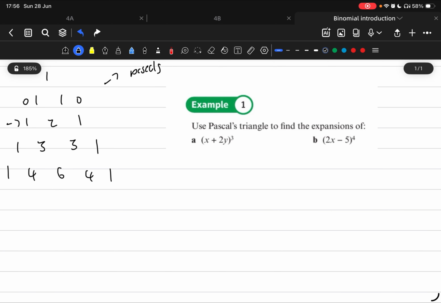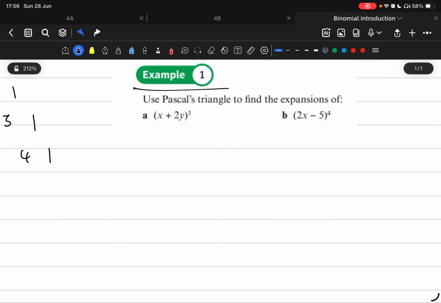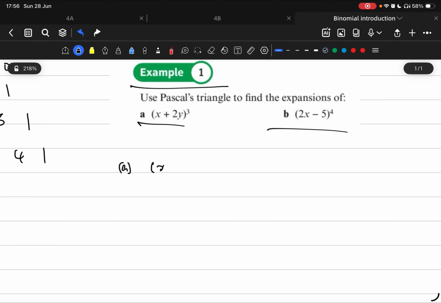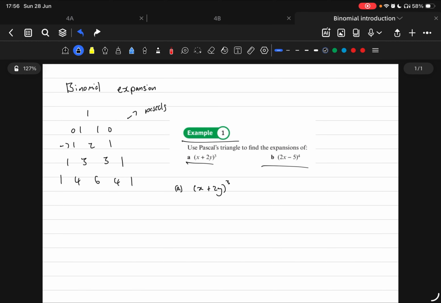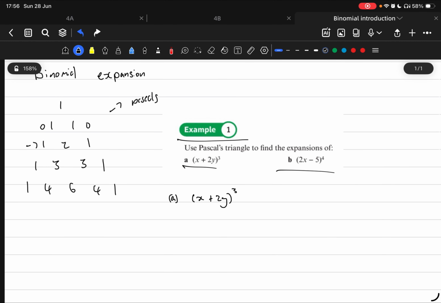So looking at this example 1 from the textbook, we can use Pascal's triangle to find the expansions of these two things. Starting with A, we're going to go with (x + 2y) cubed, and for the cubed, we want the cubic row of Pascal's triangle. It knocks down one: this would be the x row, this would be the x squared row, this would be the x cubed row, because it falls down quite nicely.